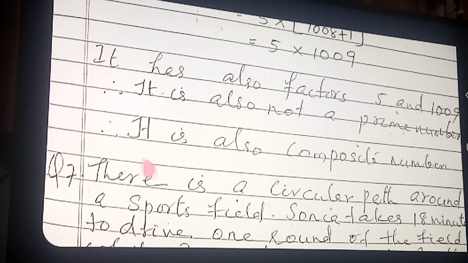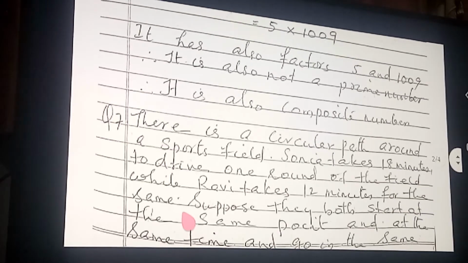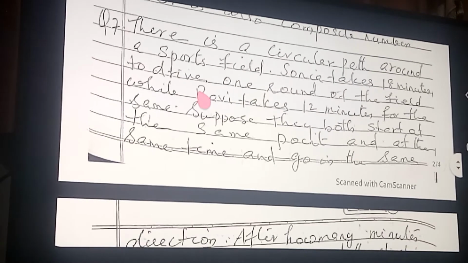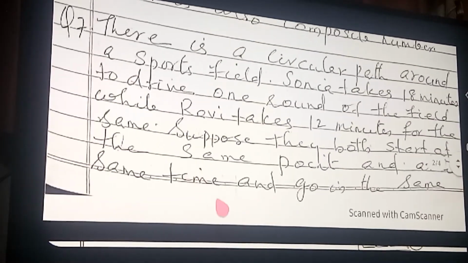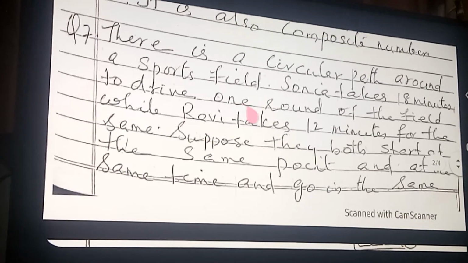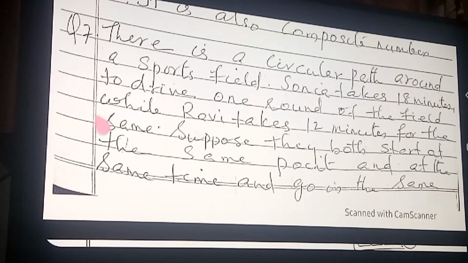Now, next, take your textbook and read question number 7. I have written the question, even though you read it. So what is happening here? There is a circular path around the sports field. Sonia and Ravi, two persons, are there. For Sonia, it takes 18 minutes for 1 round, while Ravi takes how many minutes? 12 minutes.